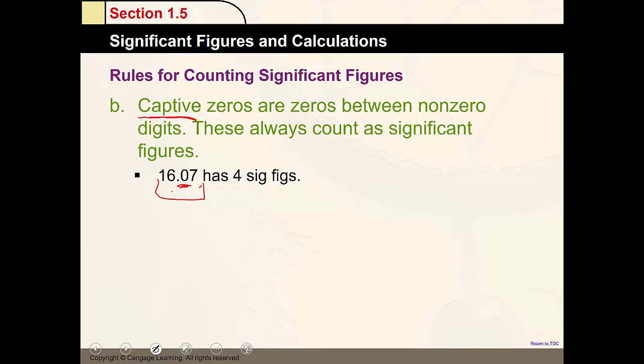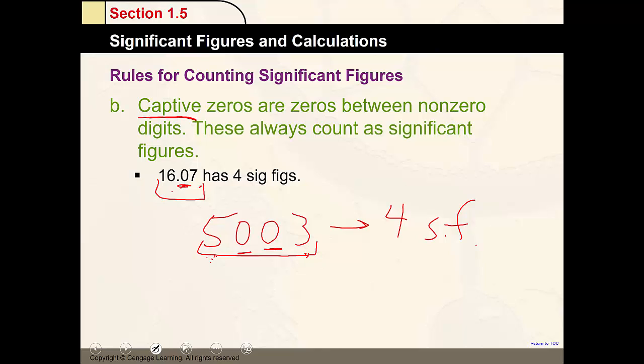Also, it does not matter if there are multiple zeros in the middle of the number. So let's say you have 5,003. Even though this 0 right here is between a 0 and a 5, still in general, it is between 2 non-zero numbers. It's still between the 5 and the 3. And same thing for this 0, it's still, in general, between the 3 on the right and the 5 on the left. So both of these zeros are captive zeros, so they both count as sig figs. So 5,003 also has 4 sig figs.